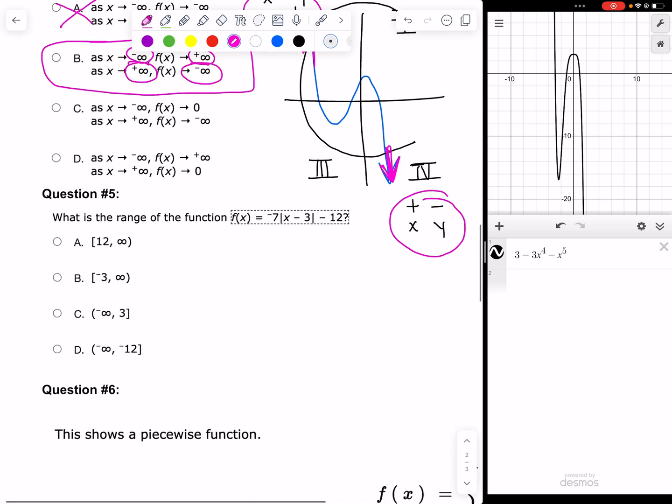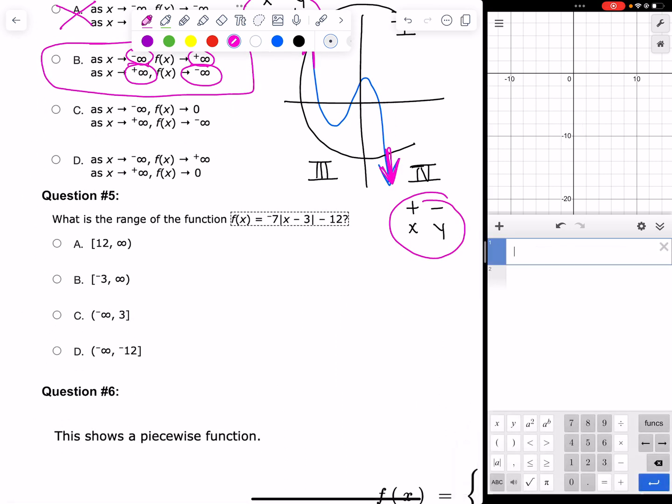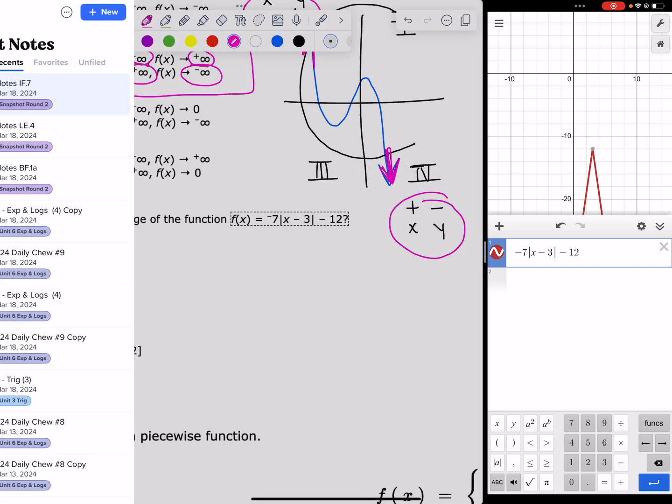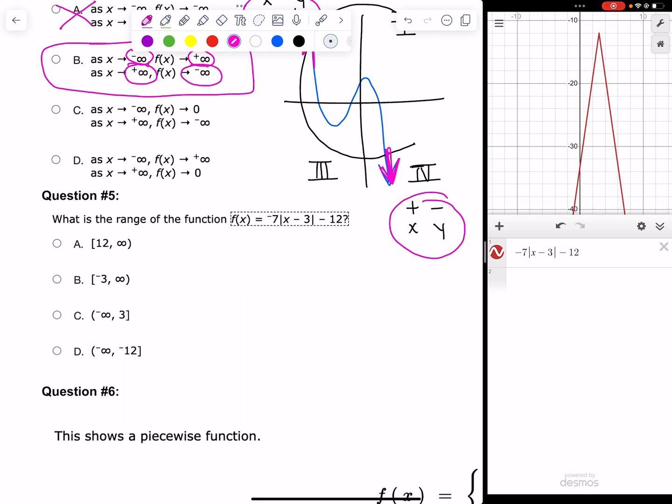All right, let's look at number 5. It says, what is the range of this function? So use your resources. Use Desmos to type this in and just take a look at your Y values, which always go with the range. Remember, range is the lowest Y value to the highest Y value.